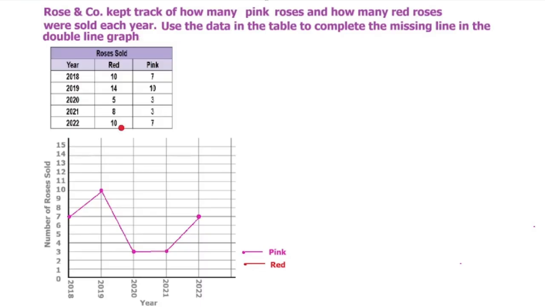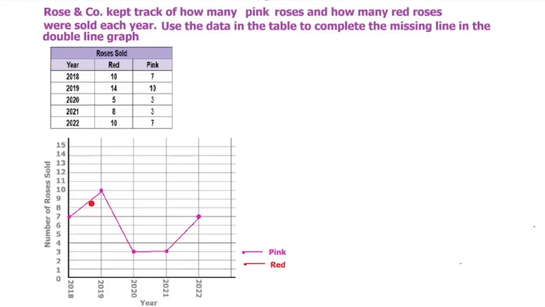So we could see this table. It has the number of roses sold, the year they were sold. This is the number of red ones. This is the number of pink ones. So here we could see in the table the years and then the number of roses. And we could see the pink one is already plotted for us, right?